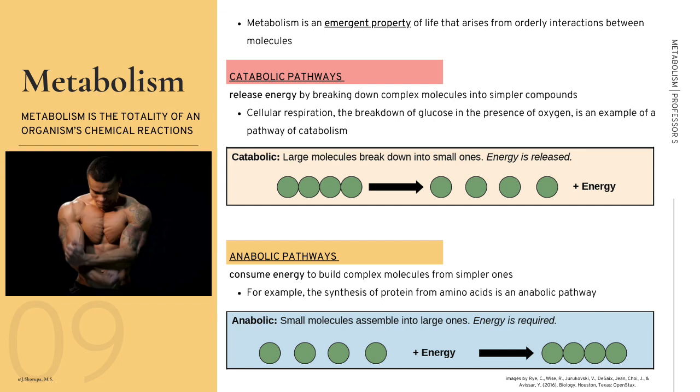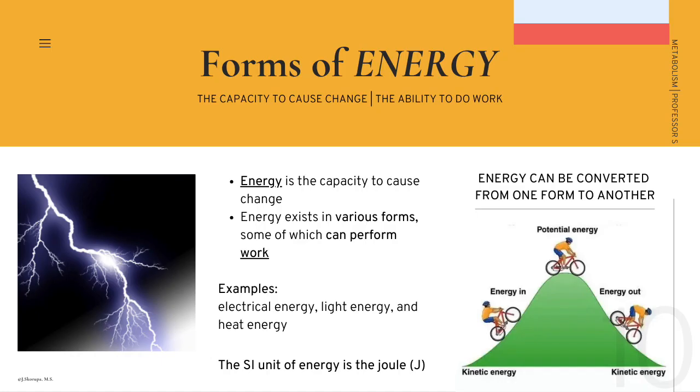Anabolic pathways consume energy and build larger, complex molecules from smaller, simpler ones. For example, the synthesis of a protein from amino acids is an anabolic pathway. And if you've ever heard of anabolic steroids, these are used to stimulate muscle growth and appetite in athletes and bodybuilders. Of course, the purpose of metabolism is to harness energy.